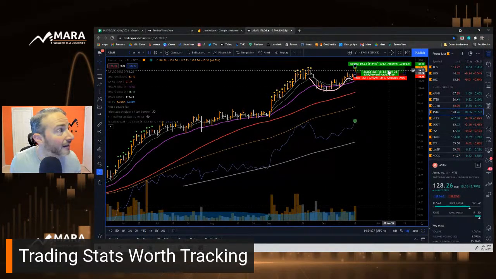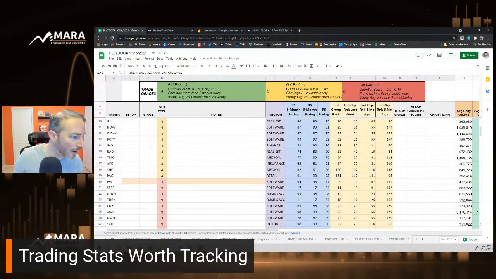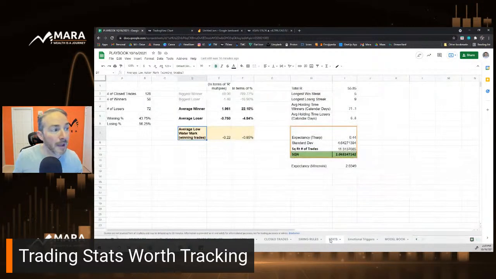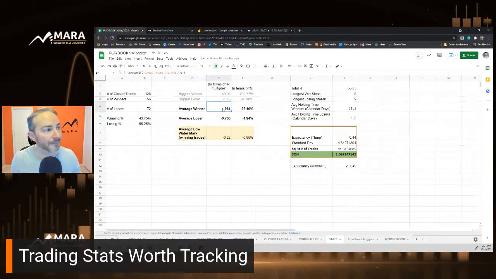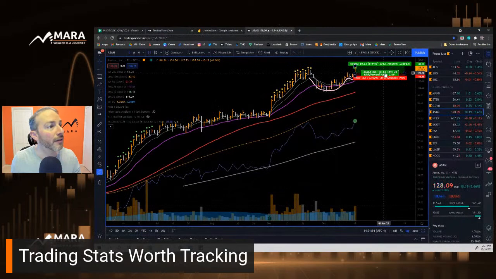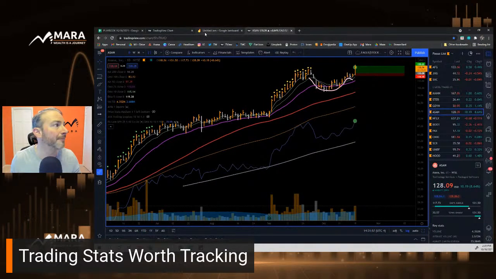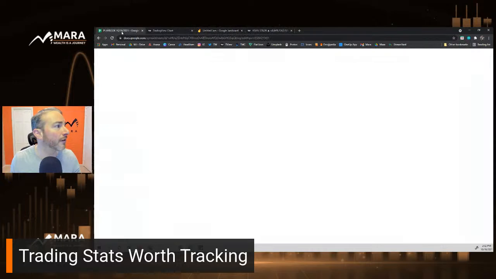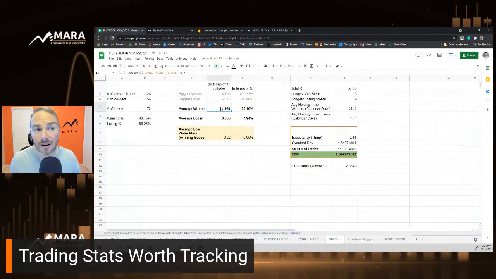And that plays back in with your statistics from the stats page. If you know how much you make on average in terms of R, and I'm up almost 3R on this trade while on average I make about 2R, then I should be selling into strength. This is how the math and the statistics all start to work together.